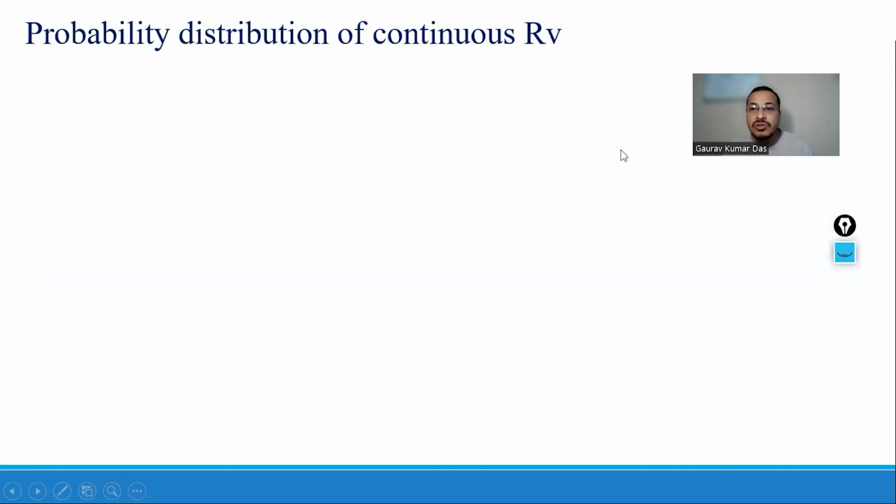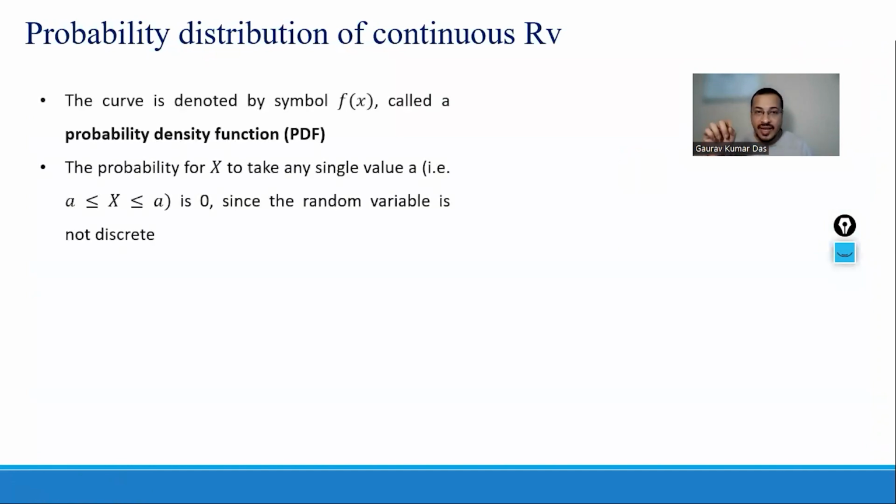Now, the probability distribution of continuous random variables is denoted by f of x. In discrete random variables, we used p of x. In continuous random variables, typically we denote it by f of x. You can also use p of x, not a problem. The second most important point is to understand that for x, a continuous random variable, to take any single value, its probability will be 0. That is, the probability that a is less than or equal to x less than or equal to a, which means x is equal to a, is 0.